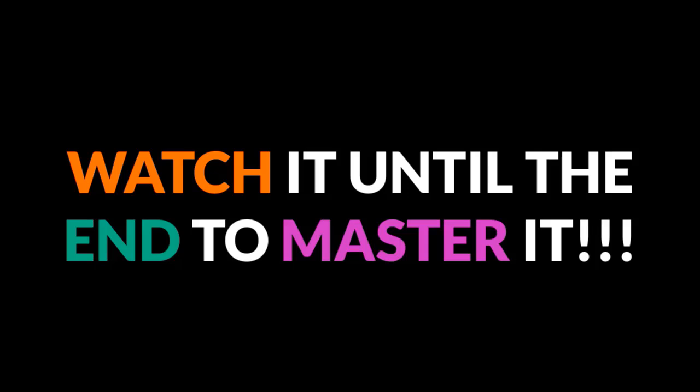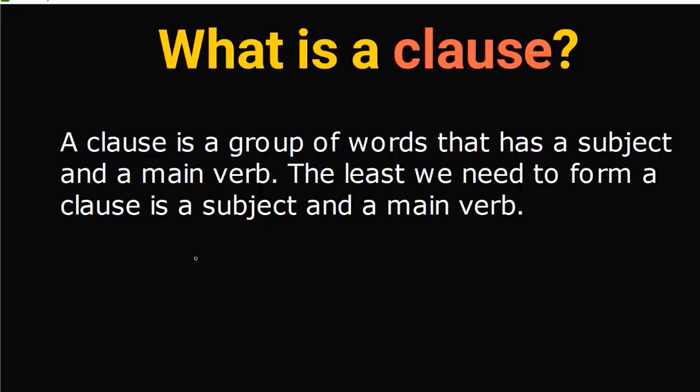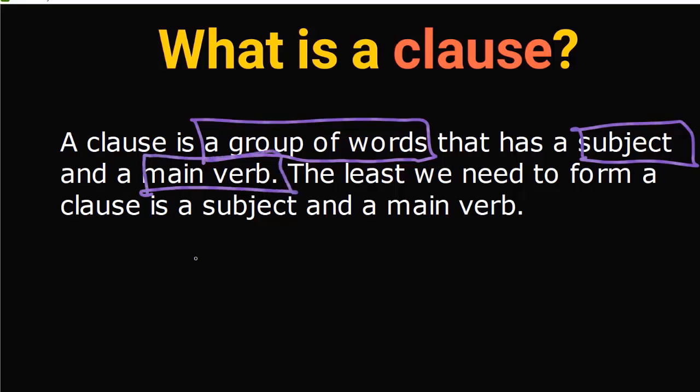Let's start with understanding what exactly a clause is in English. So guys, in English, a clause is a group of words. It is a group of words that has a subject and a main verb. It is more than a word. A group of words can be just one word. In what situation, in what scenario, I'll tell you that, don't worry, right? But generally, it is a group of words that has a subject and a main verb, right? These two things at minimum are needed in order to form a clause. So the least we need to form a clause is a subject and a main verb, right?